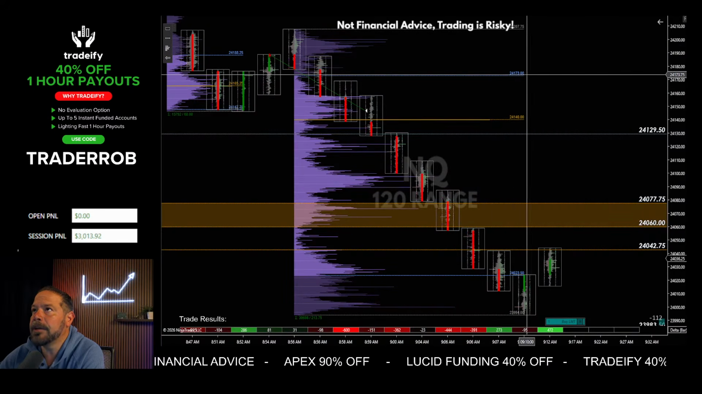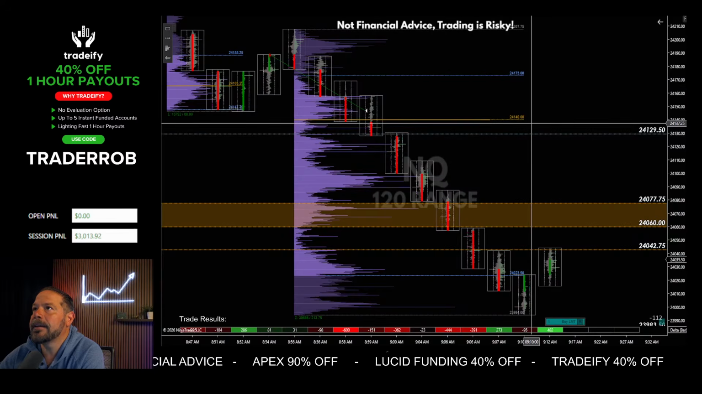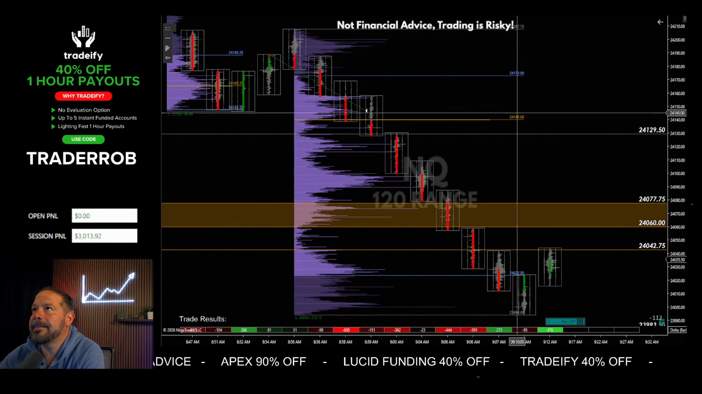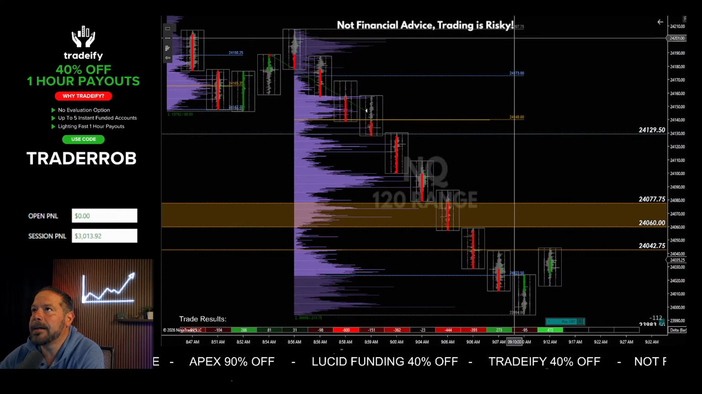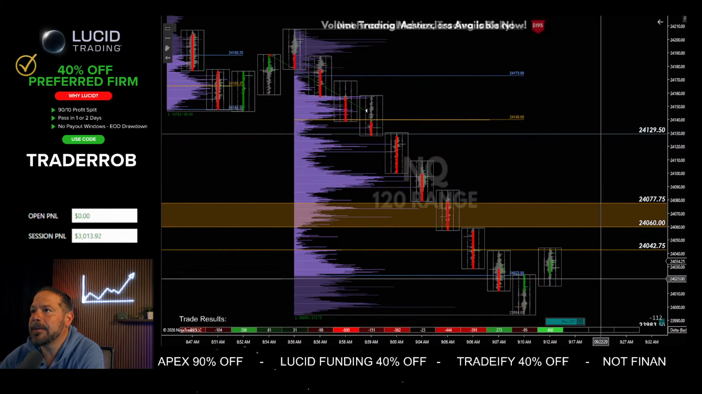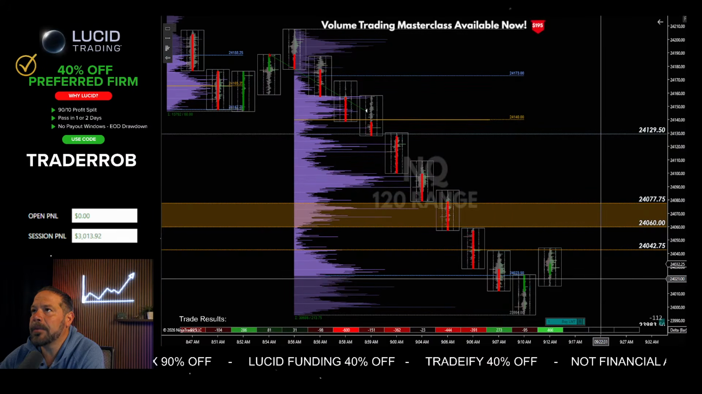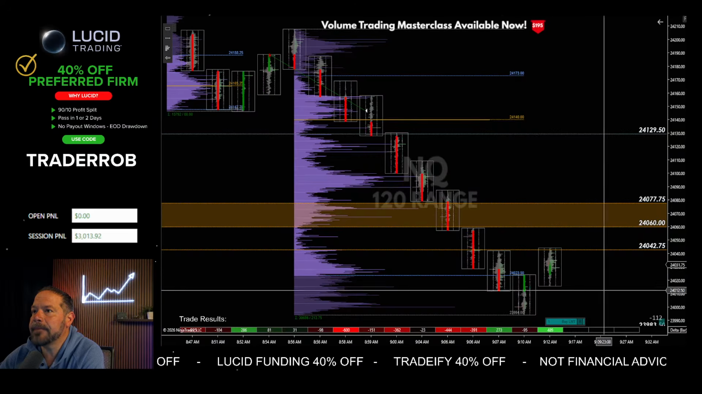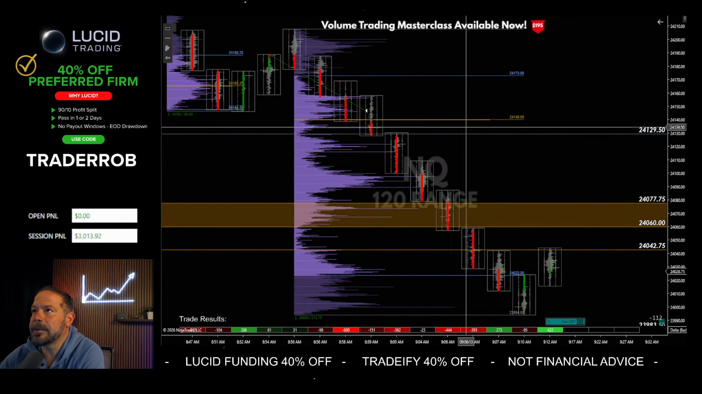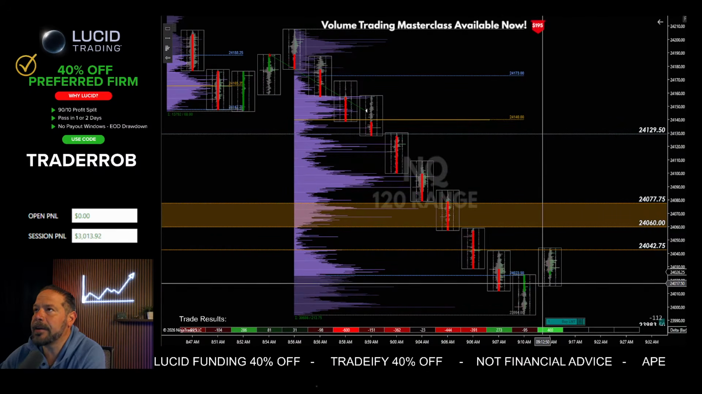I mean, you're looking at about 67 points here of risk, and you're looking at about 120 points of TP. So risk to reward's really nice on this trade, on that setup.